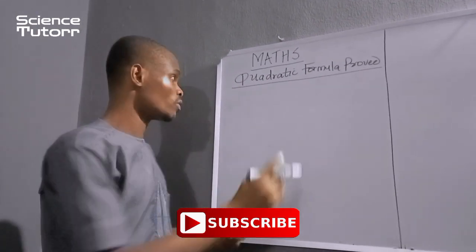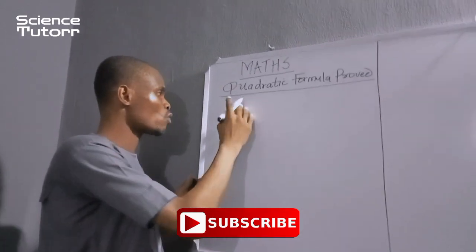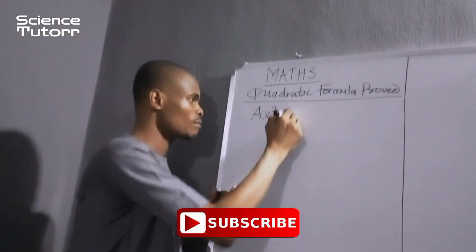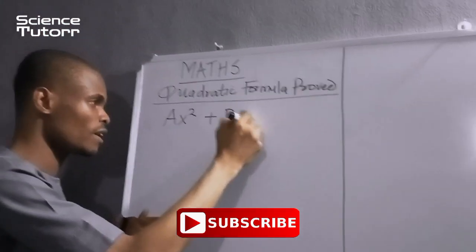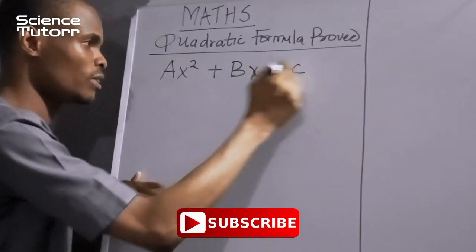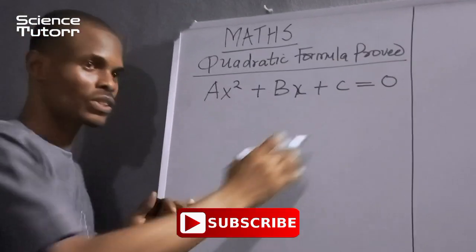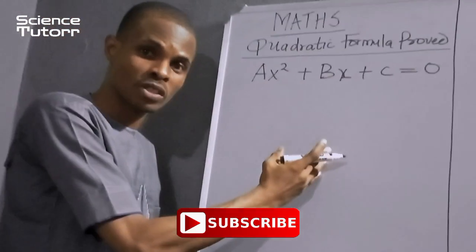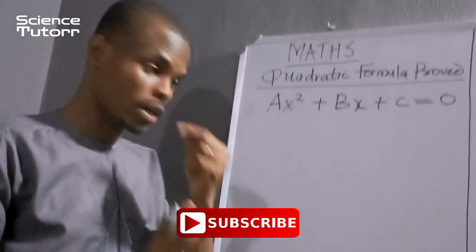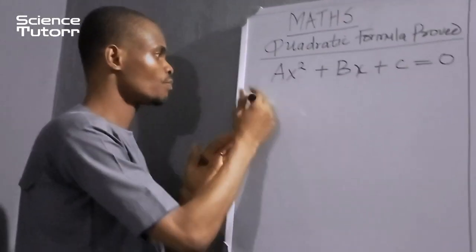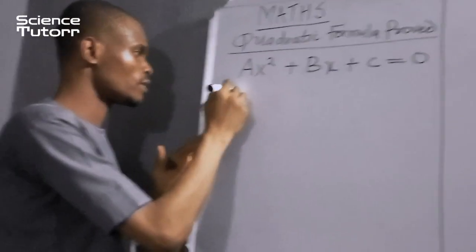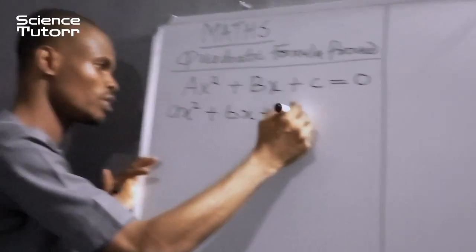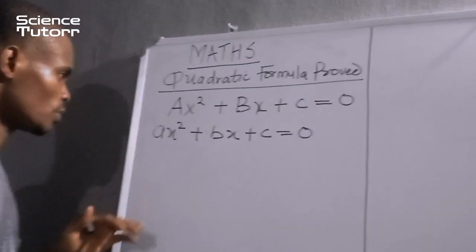The starting equation is the general form of the quadratic equation, which is ax squared plus bx plus c equals 0. This is the starting equation. Now we will follow the same procedures for completing the square to obtain the quadratic formula. So the first thing we do, let us begin. How do we obtain that? ax squared plus bx plus c equals 0.